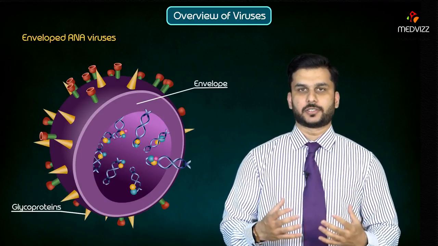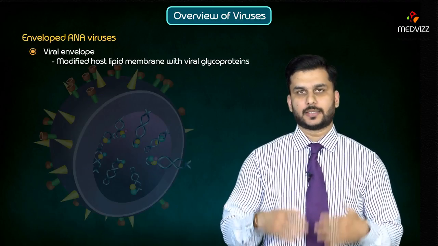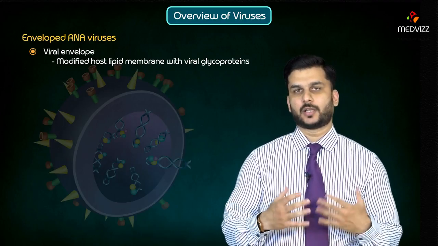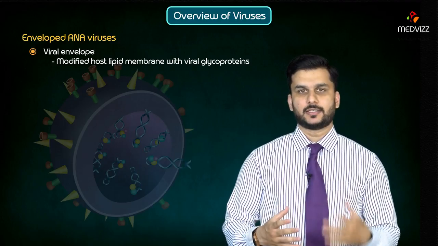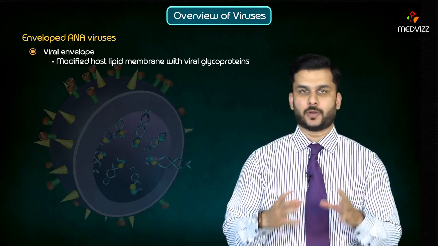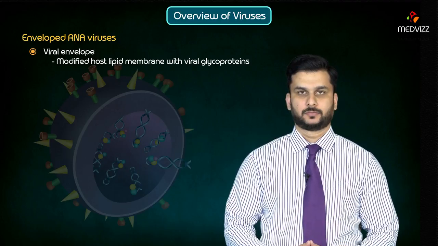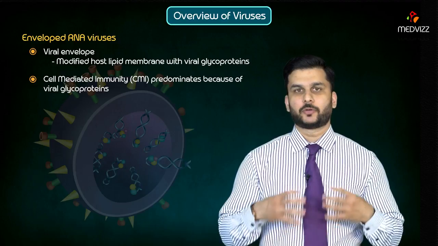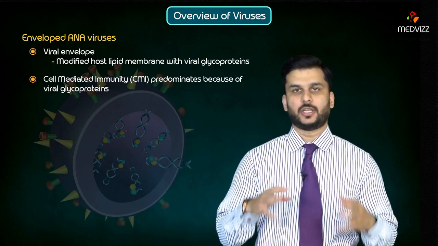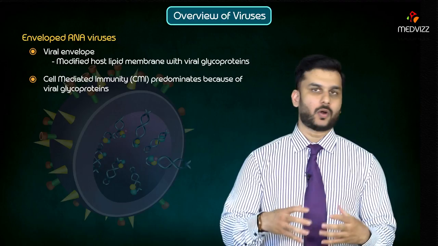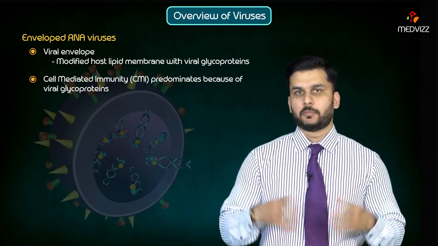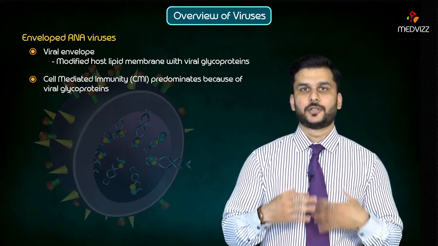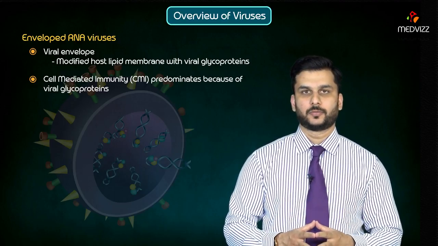Enveloped RNA viruses. The viral envelope is typically a modified host lipid membrane with viral glycoproteins. It gains the envelope as it buds from the host cell membrane. The cell-mediated immunity, that is the CMI, predominates when compared to the naked viruses, which depend more on the humoral immunity. Because the viral glycoproteins on the surface of the cell trigger the immune response.